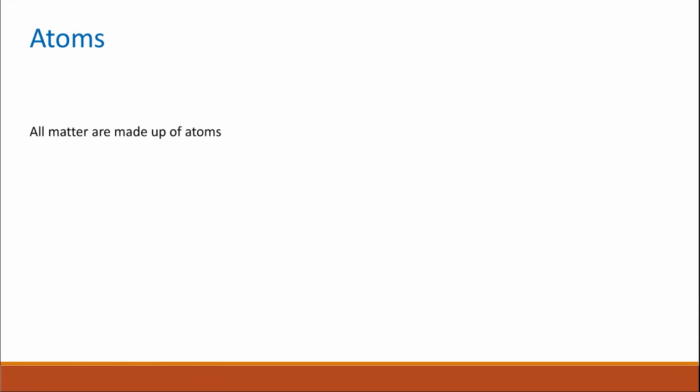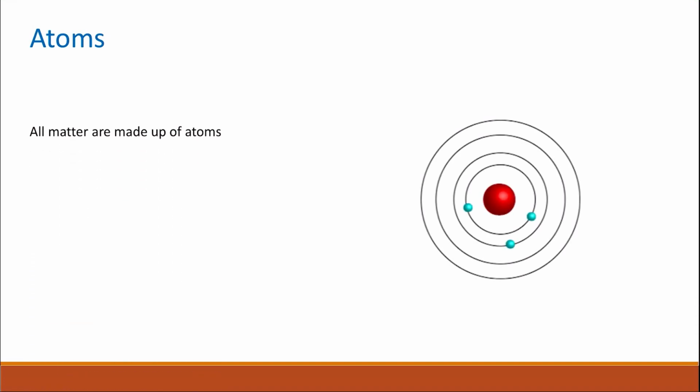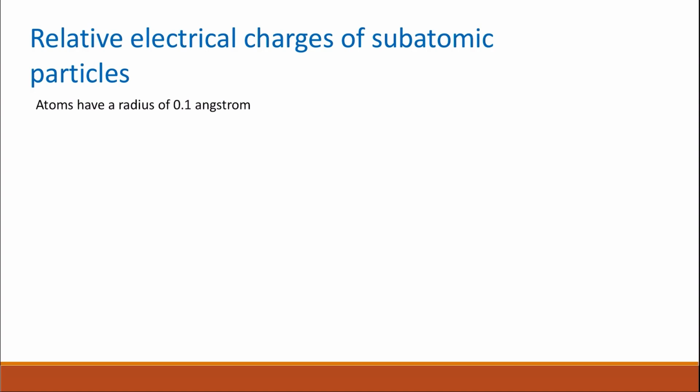All matter is made up of atoms. Atoms are very tiny particles. They are made of a central nucleus and electrons which orbit the nucleus in energy shells. So what are the subatomic particles and what are their relative charges?